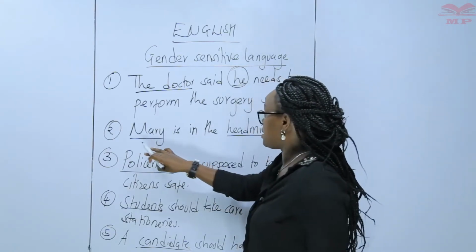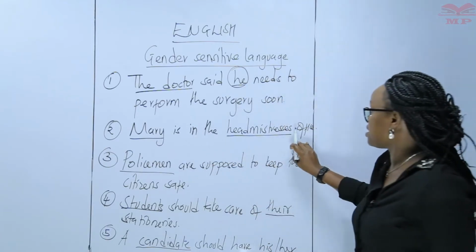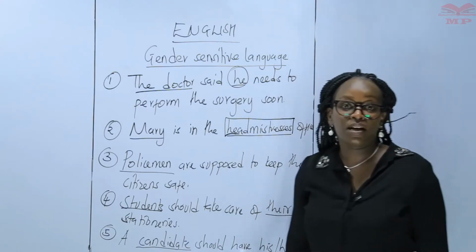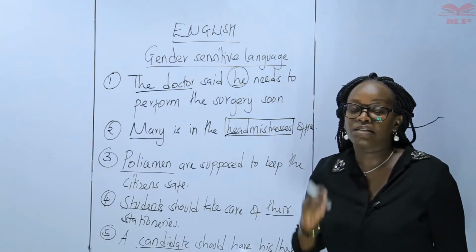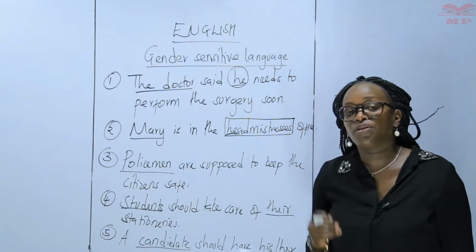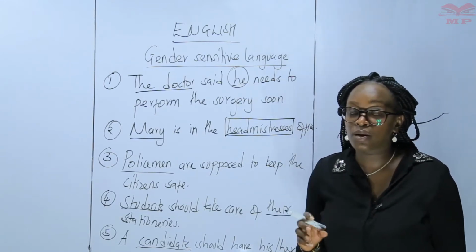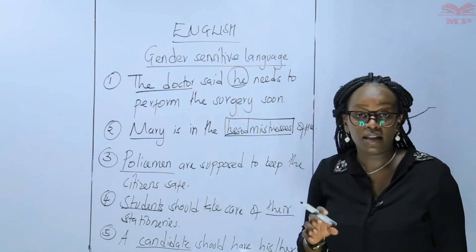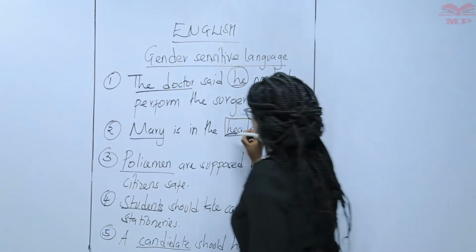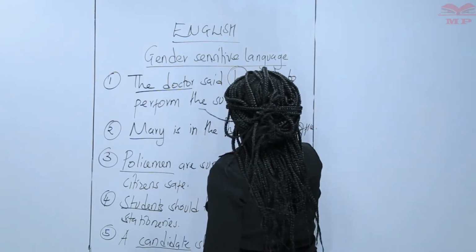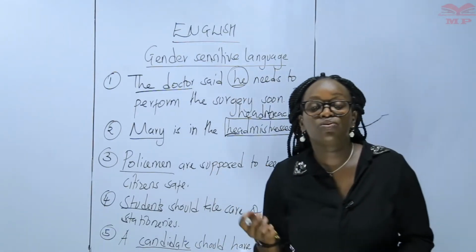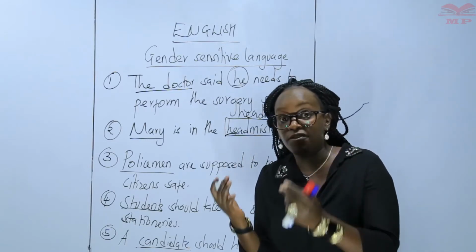When you go to the second sentence, Mary is in the headmistress's office. The noun headmistress here talks about somebody that is in charge of an institution but is female. But not all the people that are in charge of our primary schools are female. Some of them are male. So instead of talking about the headmistress's office, it would have been better if we had used a word like head or head teacher. Because the word teacher is gender neutral, it can be used to refer to either a male teacher or a female teacher.